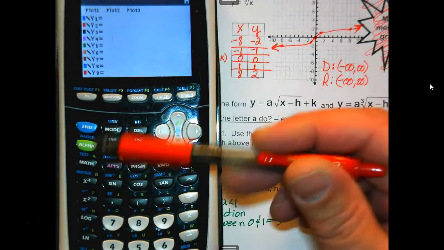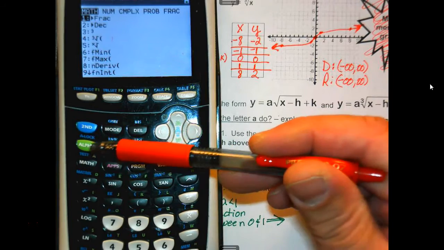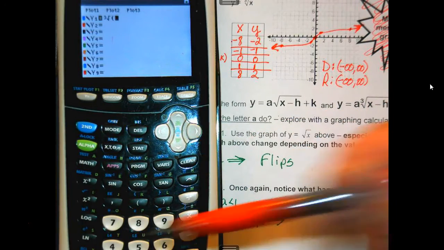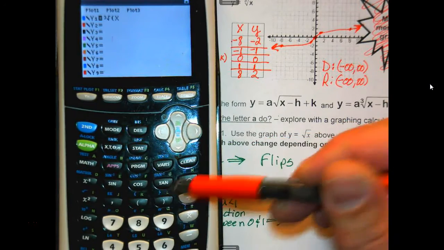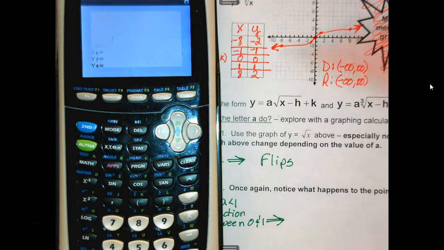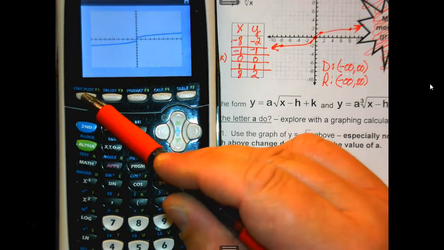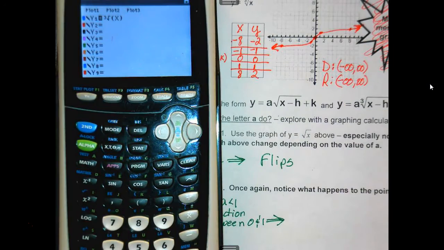Okay, hit the math key and hit number 4, and it brings up the cube root. Got it, Lexi? Good. Kind of worried about you. All right, put in X, close the parenthesis, hit graph, and hey, lo and behold, there's my little squiggly line.